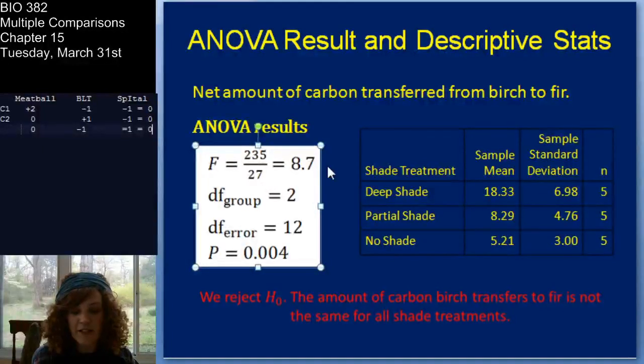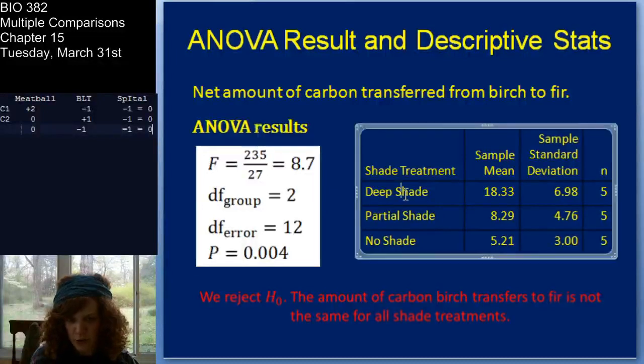Okay, so here's your F statistic, 8.7. Okay, that's pretty good. That's pretty high. And if you compare it to a critical value table, I can just tell you off the top of my head that with your degrees of freedom, that would be significant. Also, there's a p-value down here. So the p-value is less than 0.05 because we can reasonably assume an alpha of 0.05. So we reject the null hypothesis. The amount of carbon birch transferred to fir is not the same among deep shade, slim shady, and no shade.